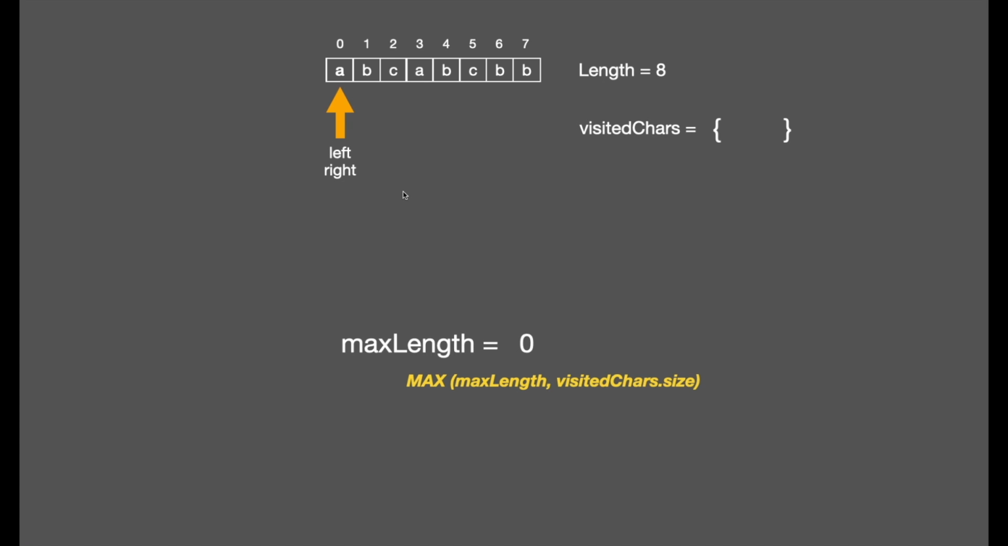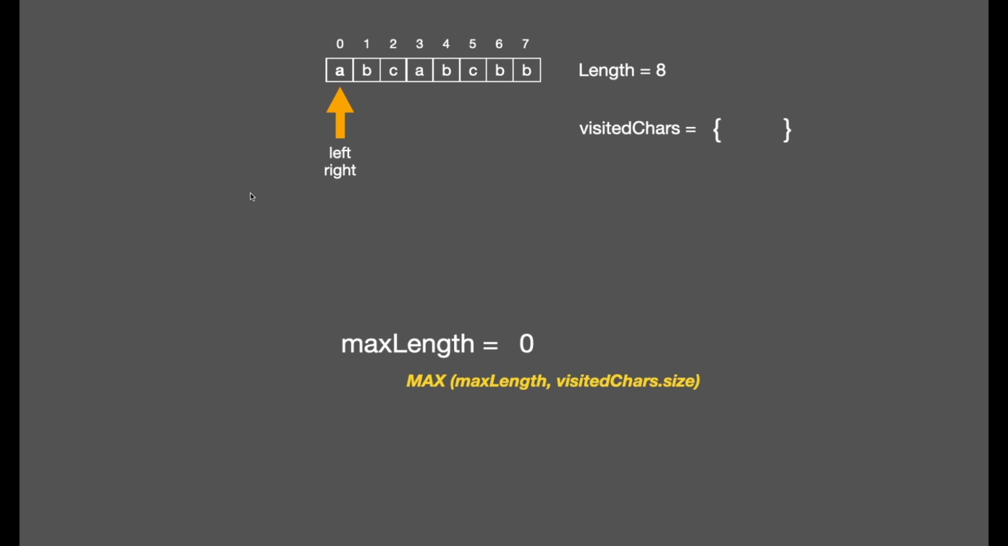So the base of this algorithm is we will move the right pointer until we see there is a duplication in the visited characters. As soon as we see a duplication in the visited characters, we stop moving the right pointer, remove the left pointer character from the visited characters, and then move the left pointer. This pattern will be continued until the left or right pointer reaches the end of the string.